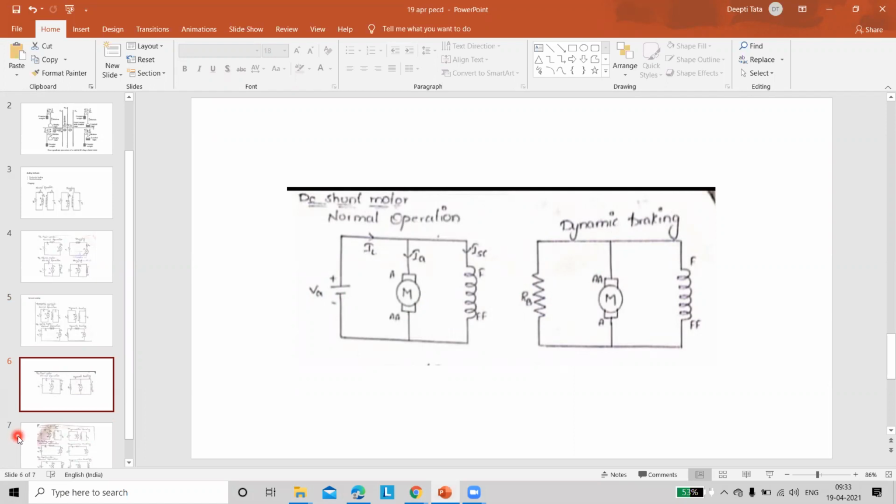Here, there is no need for going for the derivations and waveforms, etc. No need for all these things. Just to have explained how the braking is going to be applied.